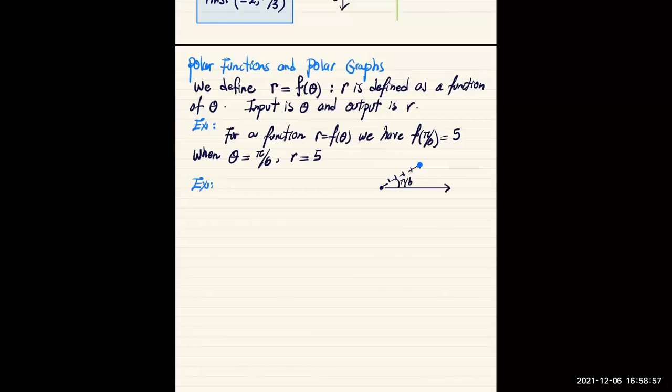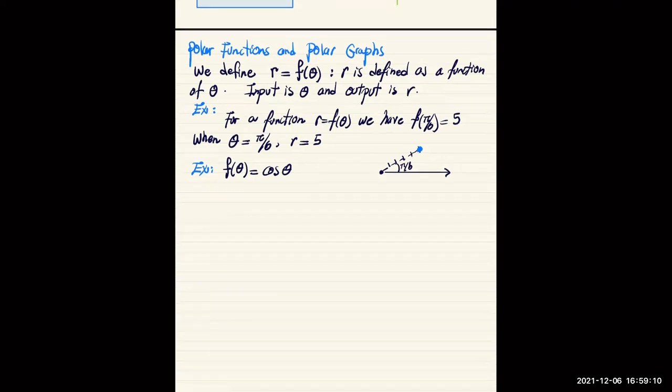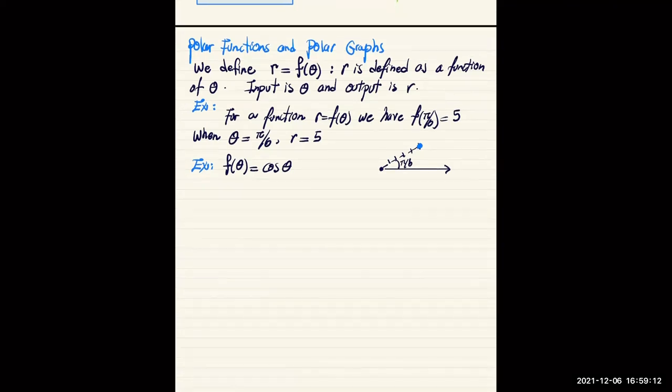Let's say f of theta is cosine of theta. This is a polar function. If I plug in several points, let's say f of 0, you get cosine of 0, which is equal to 1. Then f of, for example, pi over 4.